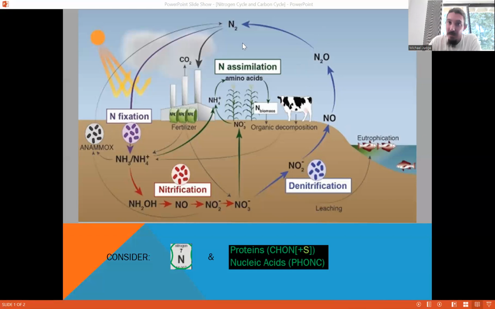So basically, in the air, pretty useless. Fixation makes it bioavailable. Once it's bioavailable, it goes into food webs and food chains via plants uptaking it. It can get back into the soil through waste or through decay of dead parts of these organisms. And it might end up running off into waterways where it can create problems if there's too much of it, or if there's the right amount, it can just feed those systems. And finally, it can get back where it started by denitrification, by denitrifying bacteria.